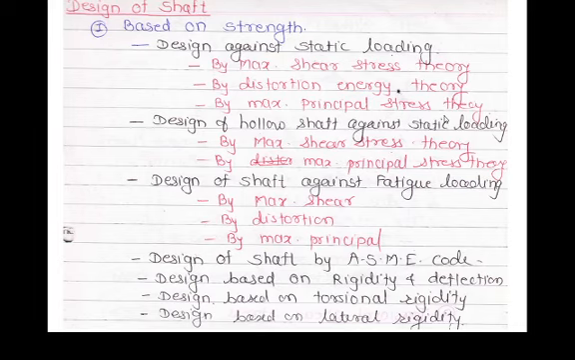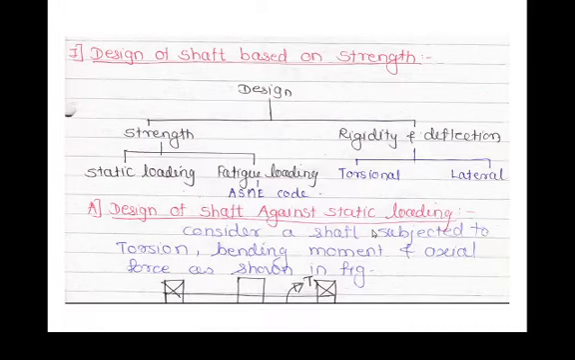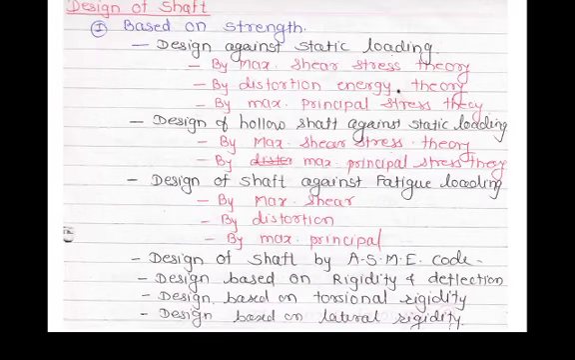Then for the design of hollow shafts against static loading, we can use the maximum shear stress theory, then the maximum principal stress theory. Next is the design for fatigue loading, based on maximum shear, distortion and maximum principal. That means everywhere the maximum shear, distortion and principal theories are common. Then design based on the ASME codes, design based on rigidity and deflection, design based on torsional rigidity, and the last one is design based on lateral rigidity. Now there are various design methodologies that we'll discuss in the next session. Thank you.